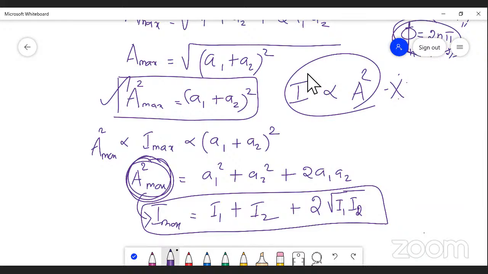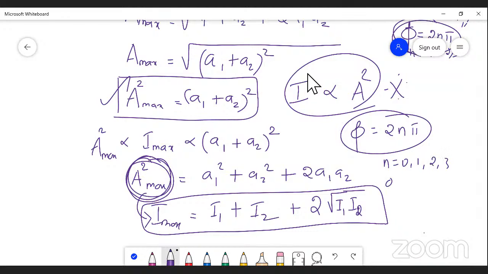For constructive interference, the phase difference must be an integral multiple of 2 pi, 2n pi, where n is equal to 0, 1, 2, 3. If n is 0, the phase difference is 0; if n is 1, it is 2 pi; if 2, 4 pi; and 6 pi, and so on. This is the condition of constructive interference, and the phase difference must be 0 at the point P.